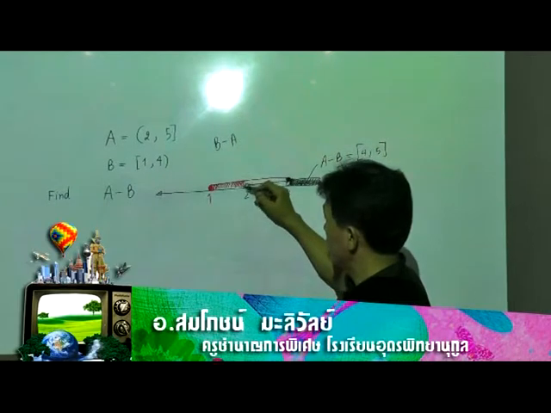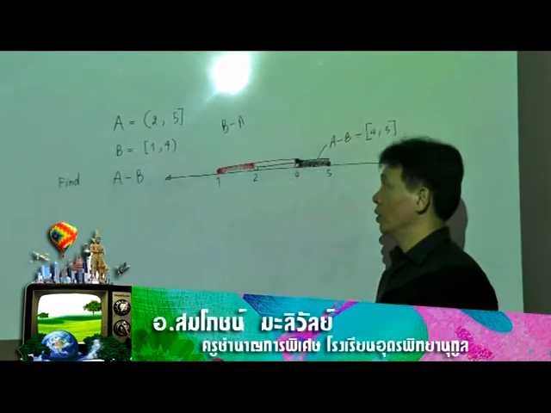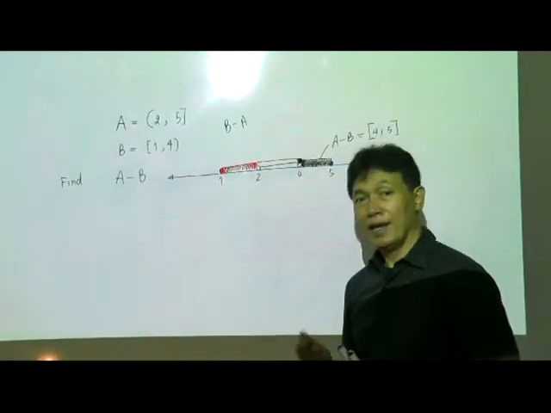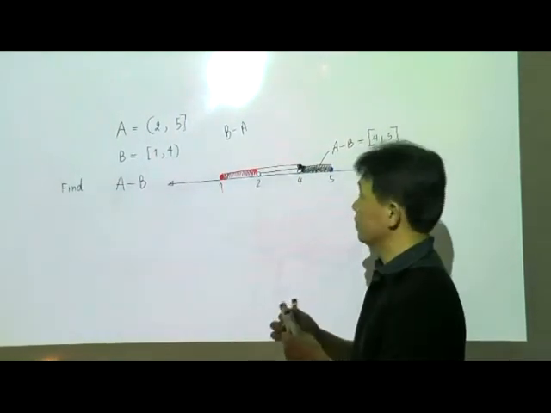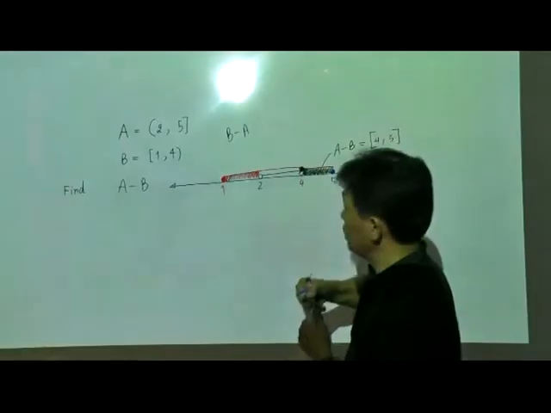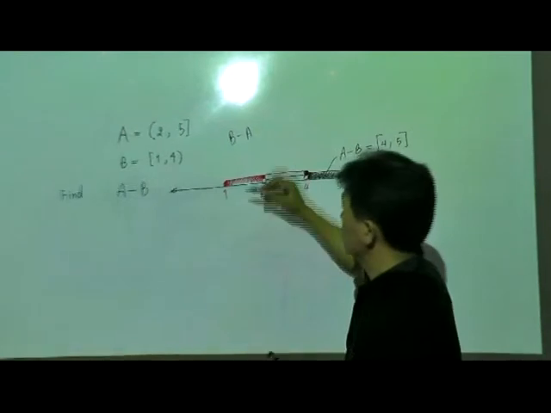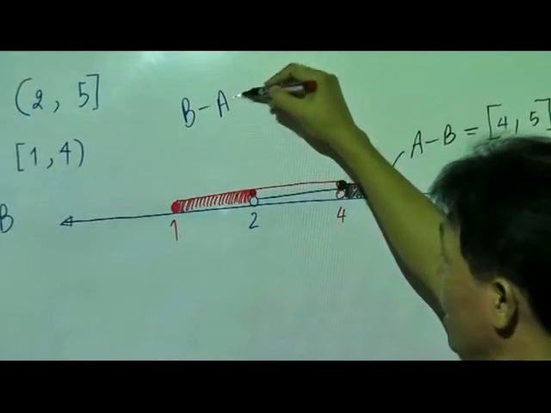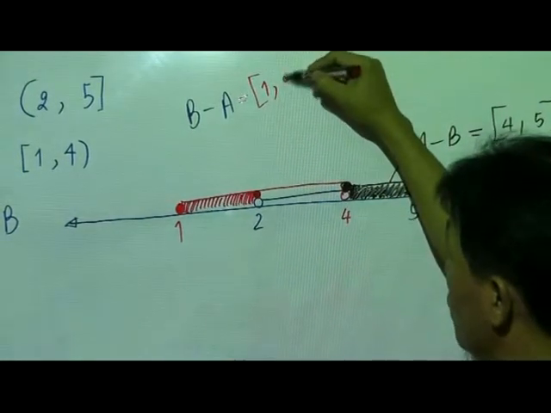We make it shaded, and in this area we check. 2 is not in the group, or 2 is not in A. Therefore, outside of the group has 2. That's all. So B minus A is {1, 2}.